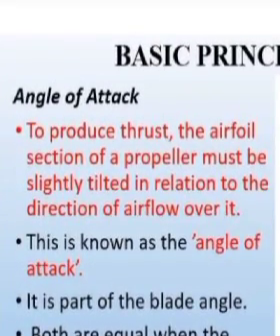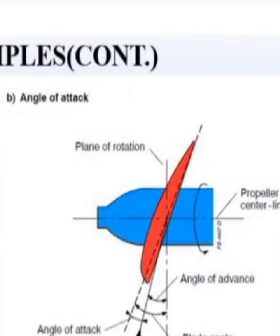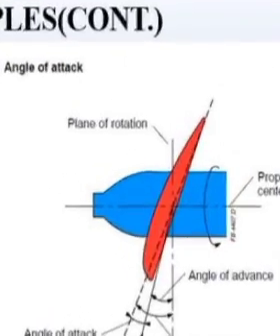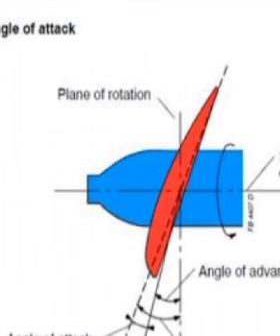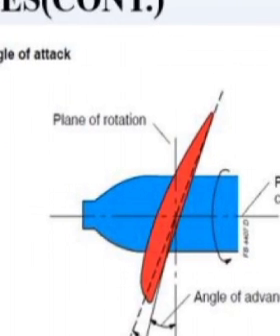Both are equal when the propeller is not turning. So if the propeller is put to rest, you realize that the angle of attack is actually hidden within the blade angle because of the minimum thrust it is generating at that point.